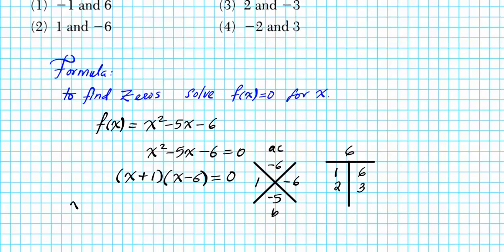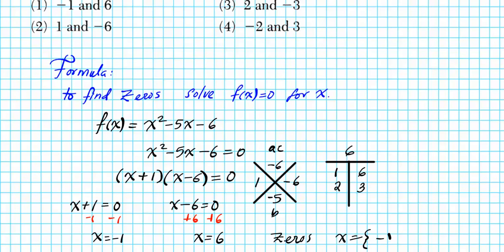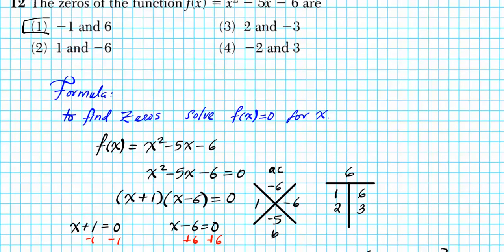Now we're going to use the zero product property, set each factor to 0, and isolate your x, and that will yield your zeros. In the first equation, subtract 1 from both sides, and that gives us x equals -1. On the second equation, you add 6 to both sides. That gives you x equals +6. So our zeros are, what are they? -1 and 6. Answer to number 12 is option number 1.